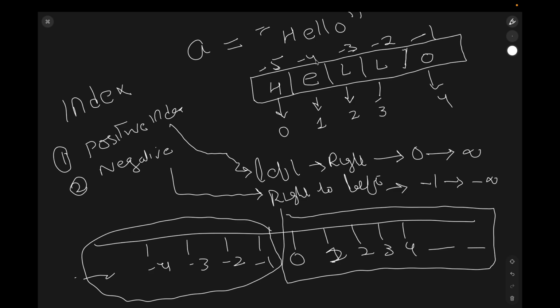saying L. What character is present at -4 location, I will say E. What character is present at location -5, I will say H at that time, right? This is the indexing. Now if you have to check how many characters are present in this word, that's hello, so at that time you will say 1, 2, 3, 4 and 5. That means I can say the length of this is 5.